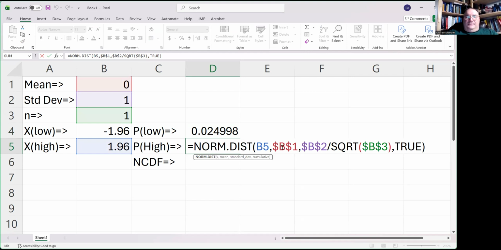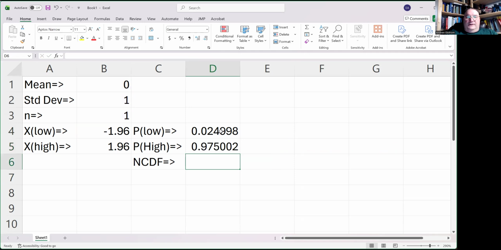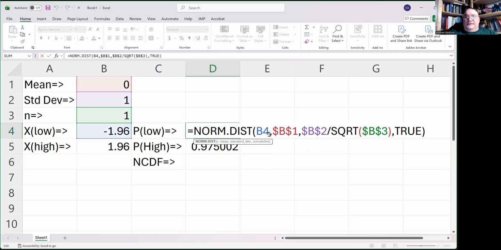So B1 is going to be the mean for all of these. By putting the $B, $1, I'm locking it in that place. If I didn't do that, we'd have something like what's happening here with a B5. So here it's B5. When I look up here, it's B4.